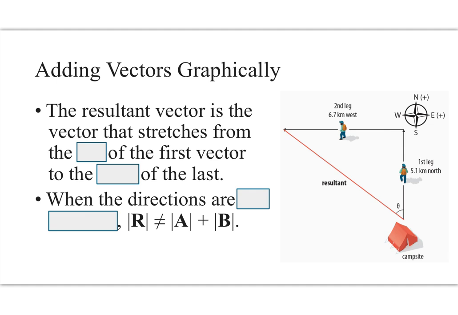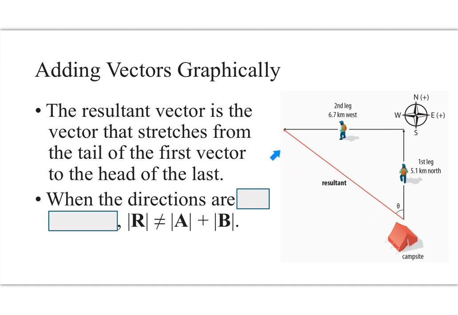What happens here, and we talked about these terms, is that it's going to stretch from the tail of the first vector all the way to the tip of the last vector, or the head of the last vector. So we have this tail, that's my starting point, to the head, or you'll see it called the tip here.